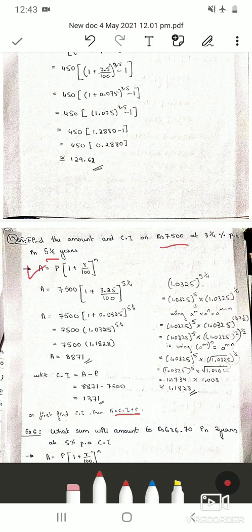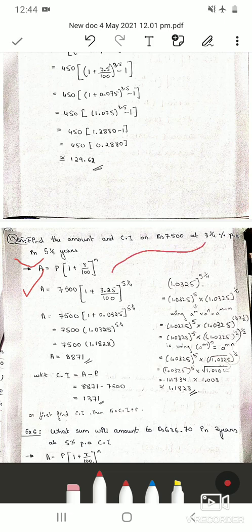Or else find the amount first, then you can calculate compound interest by subtracting the principal from that. So both work, and you can solve whichever way you want. Here I am solving by taking the amount formula first. So what is the amount formula? It is P into (1 plus R by 100) whole raised to n. So we will substitute whatever is given, that is 7500 into 1 plus 3.25.